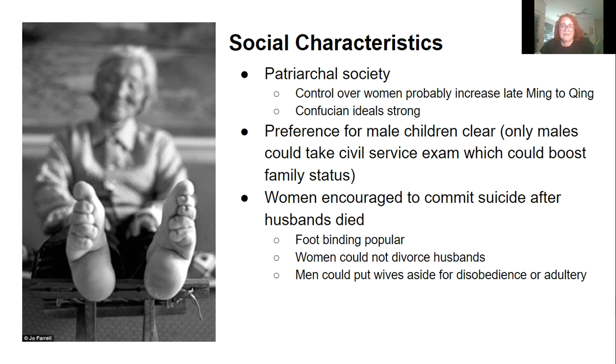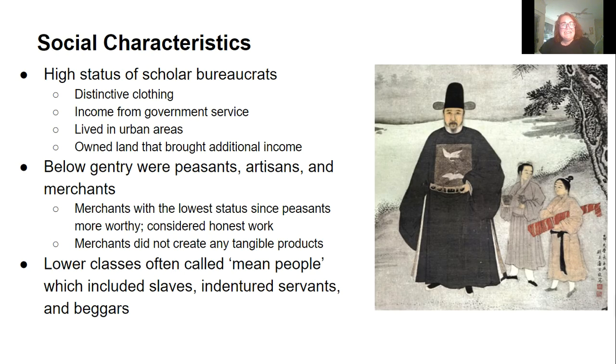Women were seen as objects, essentially. Women were very much encouraged to commit suicide after her husband's death. Foot binding continued to be popular and actually grew in popularity again during this time. Women's right to divorce their husbands was taken away, and men could even put wives aside for disobedience or adultery. So if you were female and your husband decided that he was done with you, then he could be done with you. He could get a divorce, but you could not petition to get one. It's awesome.